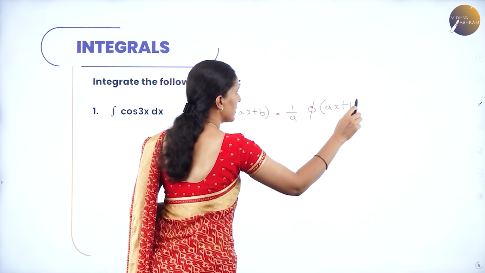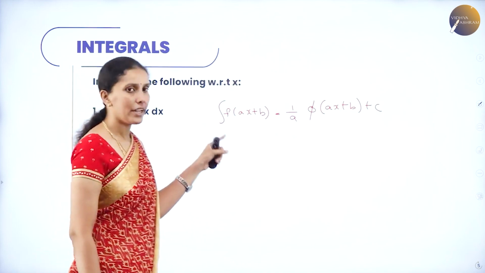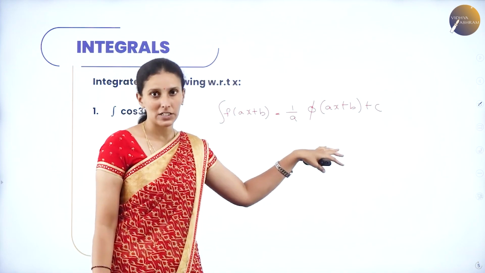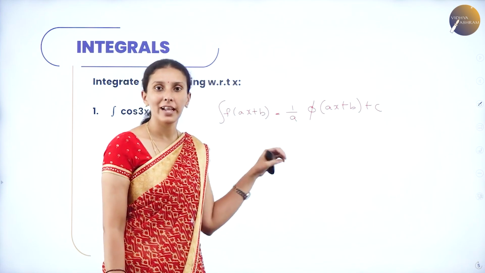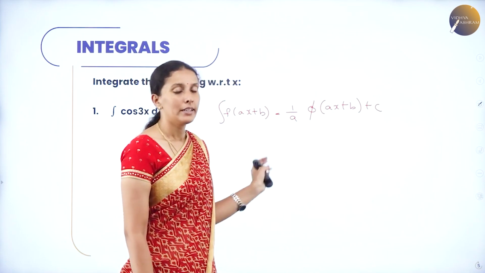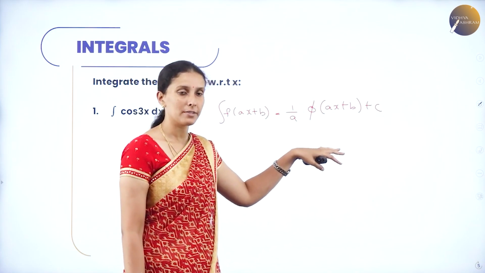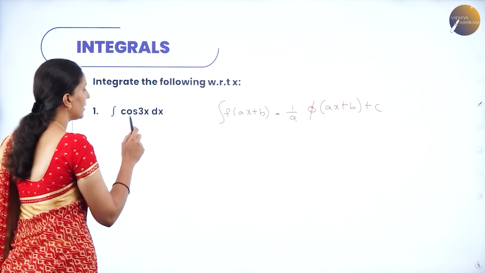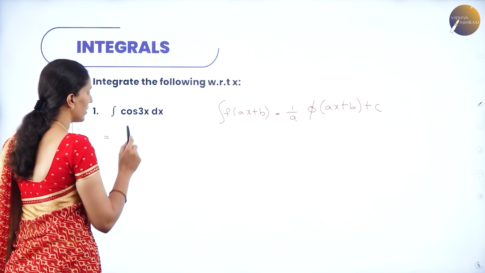Here phi represents the integral value of the function. Suppose you have sin x, what is the integral of sin x? The integral of sin x is minus cos x. If you have secant square x, what is the integral of secant square x? It is tan x. But if you have it in the form of ax plus b, you have to write that also in the form of ax plus b, divided by a. Now here we have the integral of cos 3x. So therefore, what is the integral of cos 3x?